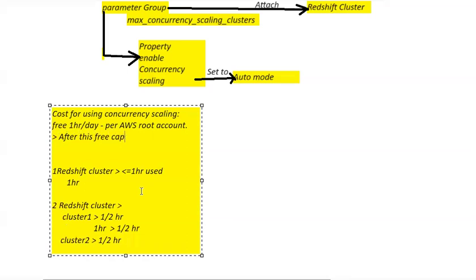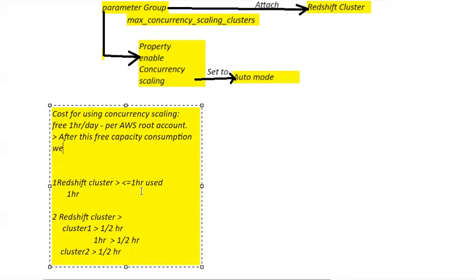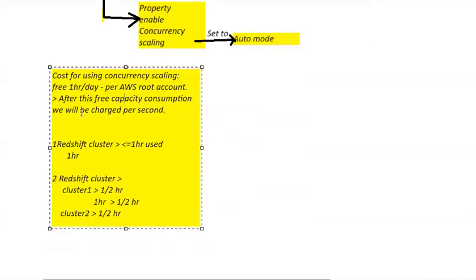After this free capacity consumption, we will be charged per second. So after the 1 hour free per day consumption is finished, we will be charged for every second of capacity that you consume. You can see in the second example, since I have two clusters, each cluster is given half an hour free. Free capacity will be distributed among your clusters in your account.